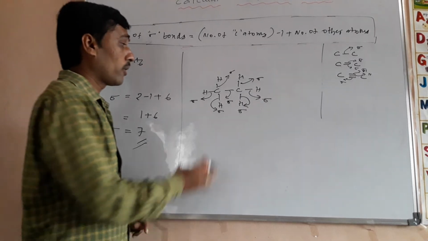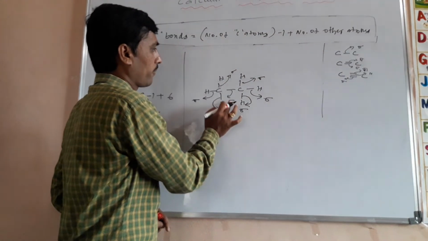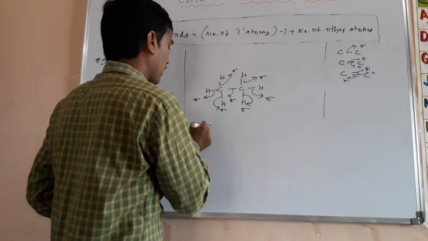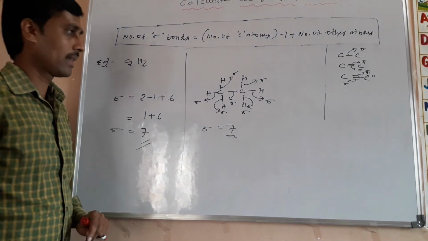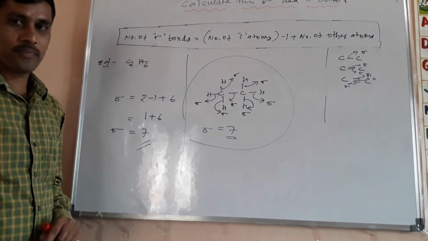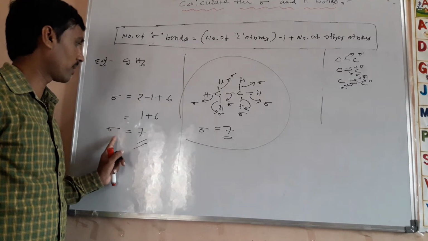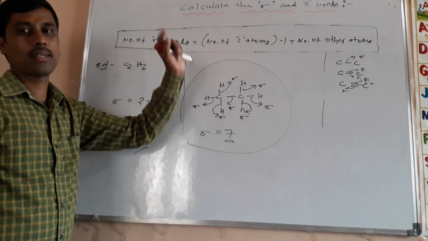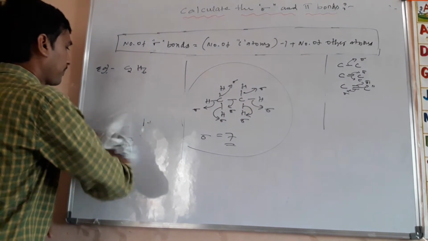We can find out how many sigma bonds are there: 1, 2, 3, 4, 5, 6, 7. Totally 7 sigma bonds are there. This takes much more time, but we can easily find the number of sigma bonds with the simple formula. Next, we are using another example.